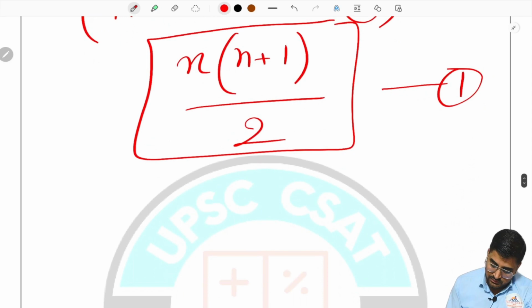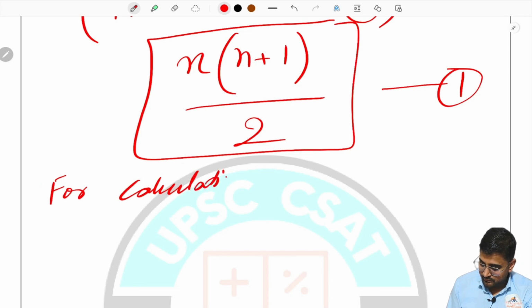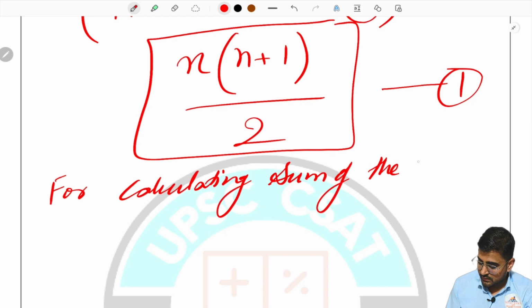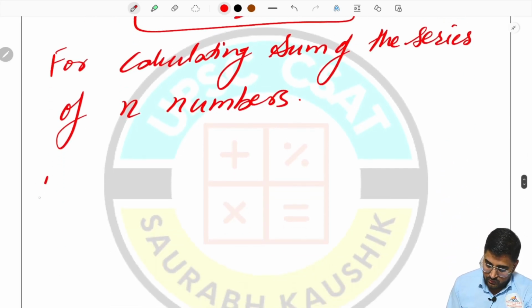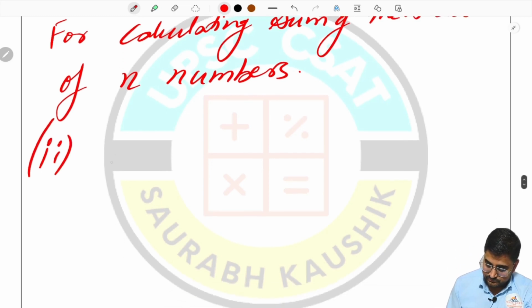It's for the basics. I will write: for calculating the sum of the series of n numbers. Okay, now the second type of question, it came like 1 square.